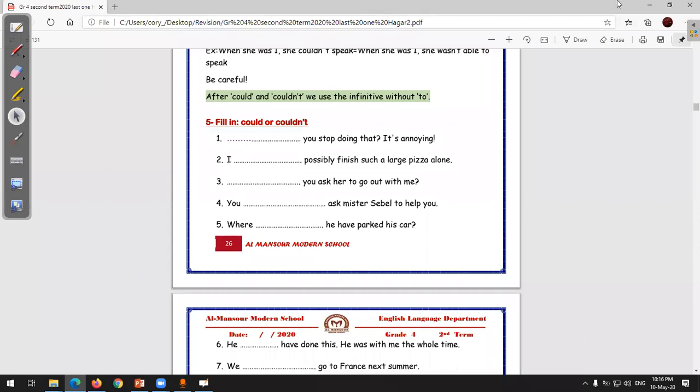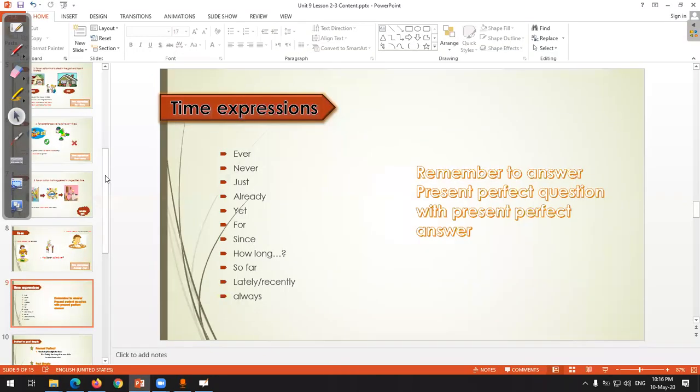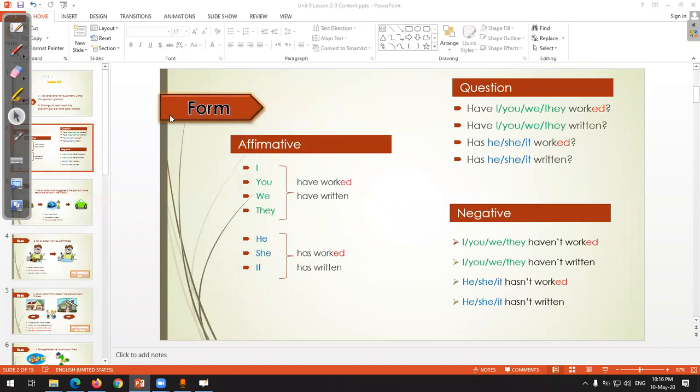Okay. Let's go to the next one. Okay, so we have the present perfect. You remember the present perfect? The form of the present perfect. We have the subject, have or has, plus the verb in past participle. Okay? I have worked. You have written. We have written. They have worked.